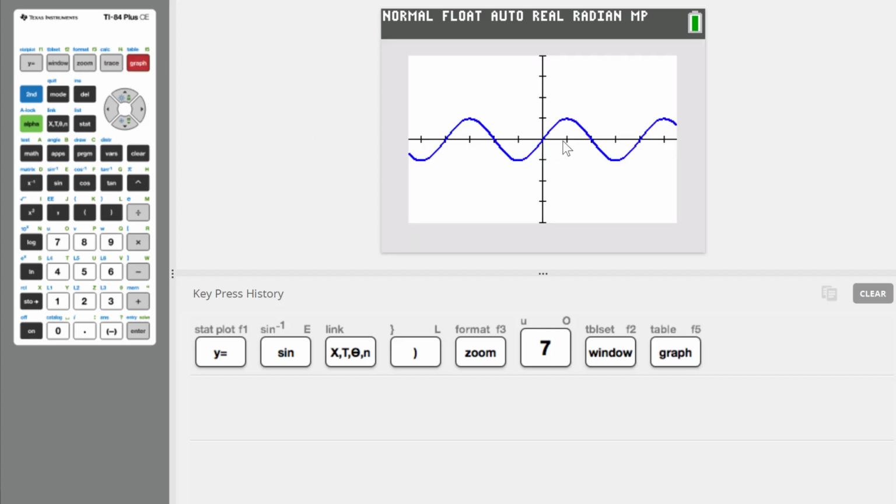So you can see here counting by pi over 2's. Here's pi over 2, pi, 3 pi over 2. Here's 2 pi, 1 full period. Here's 1 and negative 1 on the y-axis. So it matches what we did by hand.